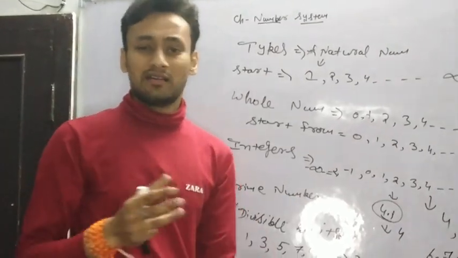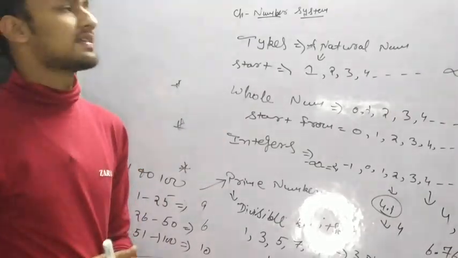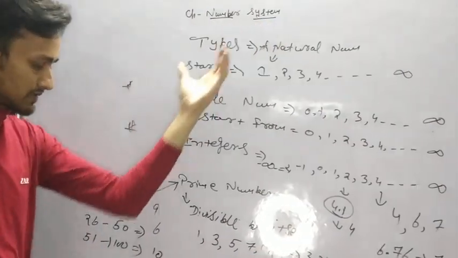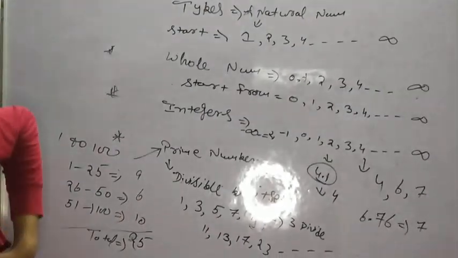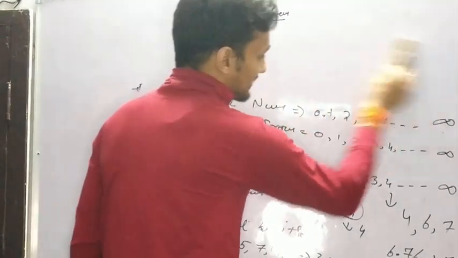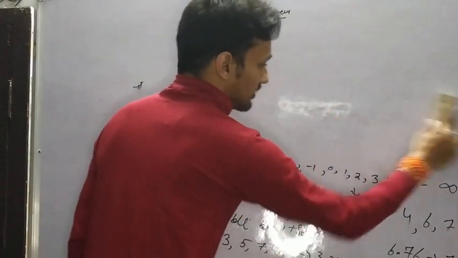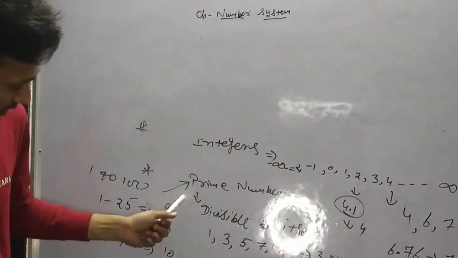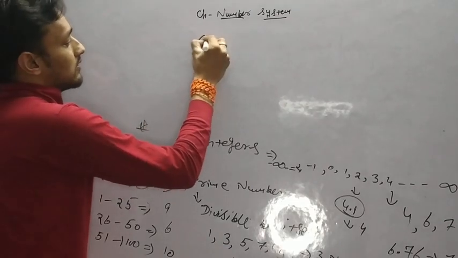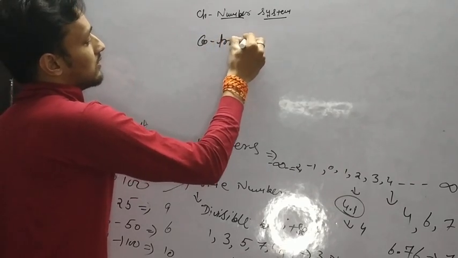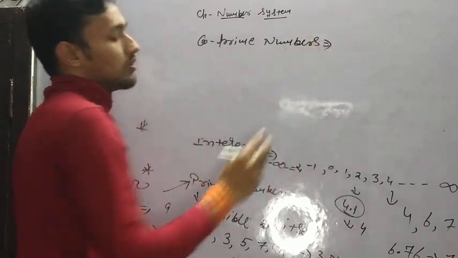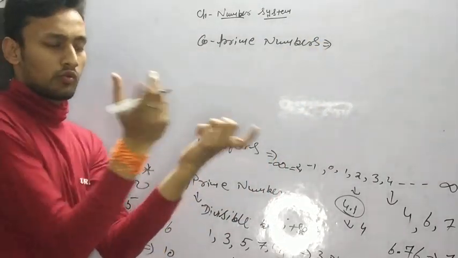It was the beginning of the number system that deals with numbers. So here are some types, and in addition to that, I would like to add something. When we are done with prime numbers, the next thing is co-prime numbers. Co-prime means two numbers should be there.